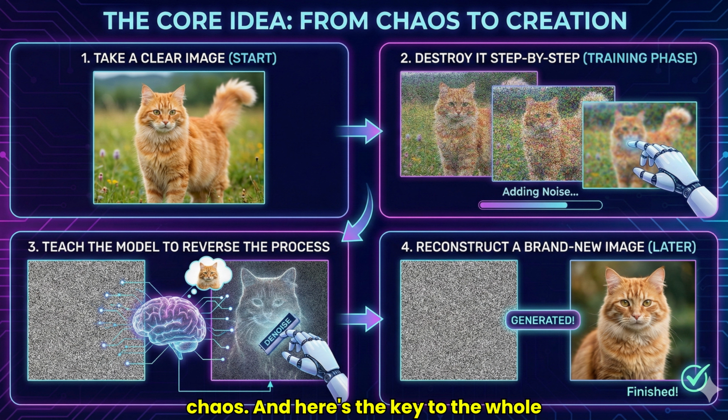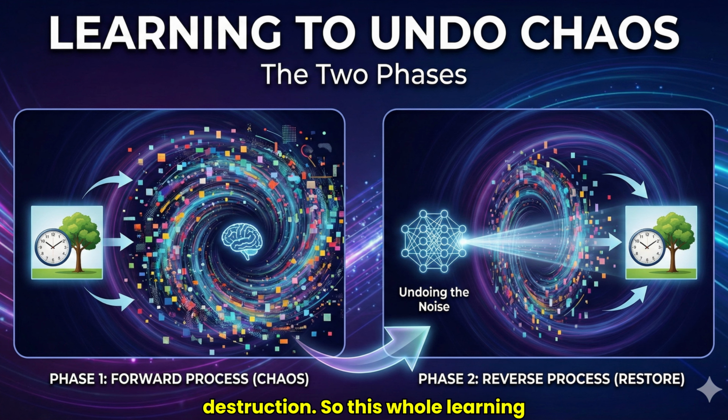And here's the key to the whole thing. For the AI to get good at creating, it first has to become an expert at destroying. During its training, the model is shown millions and millions of real images. Then it literally just watches as those images are systematically ruined by adding more and more noise until there's nothing left but static. The AI's entire job is to memorize and learn how to perfectly reverse that exact process of destruction. So this whole learning process is really broken down into two very distinct phases. Let's see how that works.